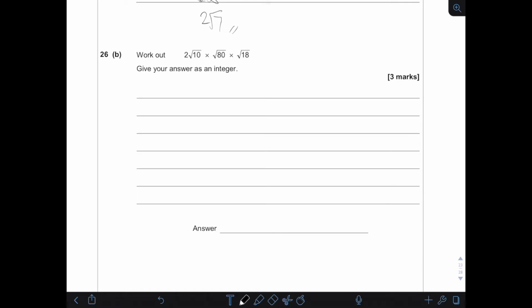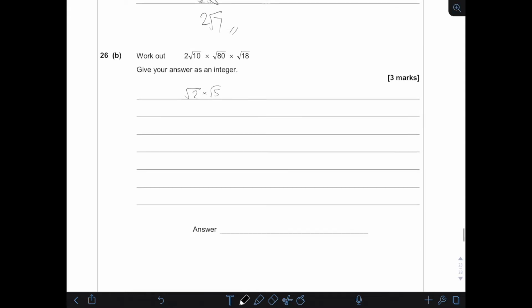Work out that square root thing. Okay, so that's interesting. Root 10 is root 2 times root 5, and we have 2 lots of it, multiplied by root 80. 80 is 5 times 16, so it's 4 root 5.